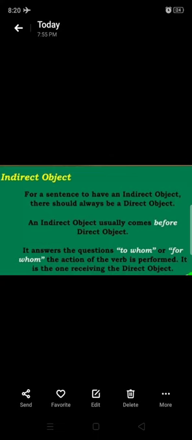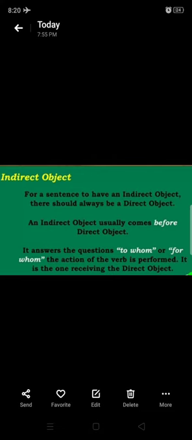Now let us look at indirect object. So what is an indirect object? For a sentence to have an indirect object, there should always be a direct object. Now, students, in our last video, I told you that in a sentence, there has to be a direct object, and a direct object can exist without an indirect object. Okay, you have to keep this in mind.